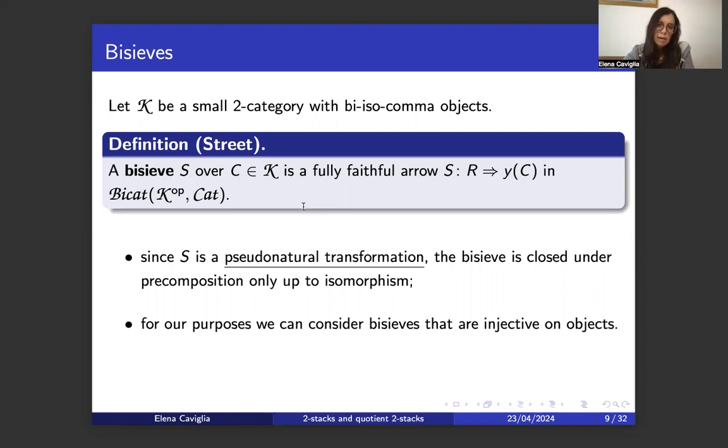And then the last comment is that here we are taking a fully faithful arrow. And in particular, the fullness of this arrow is saying that we are considering all 2-cells to be in the bi-sieve. So we are choosing which 1-cells are in the sieve, but we are not choosing the 2-cells. We are simply taking all the 2-cells.